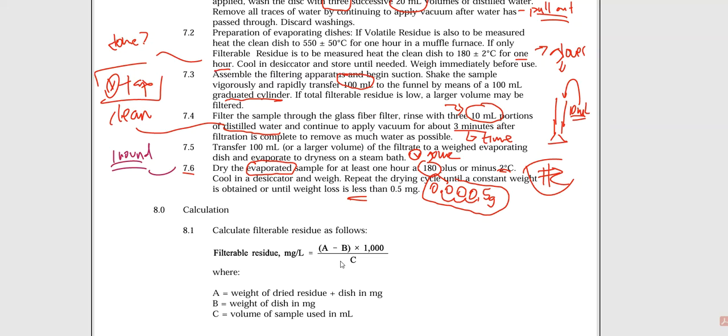It is a must to have round 2, because it says dry the sample for 1 hour at 180, cool, repeat the drying cycle. So round number 2 is at least a must. It is a have to. You have to do it. So you've got to do round number 2 no matter what.